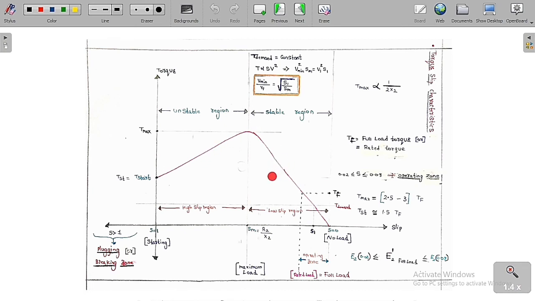In the stable region, if due to some disturbance the speed is increased or decreased, the motor tries to reduce that speed and bring it back to the stable region. That is called a stable region. Suppose due to some sudden disturbance the speed is increased, then this motor is going to decrease its torque. So the speed will come back to its original position. That is the meaning of the stable region.